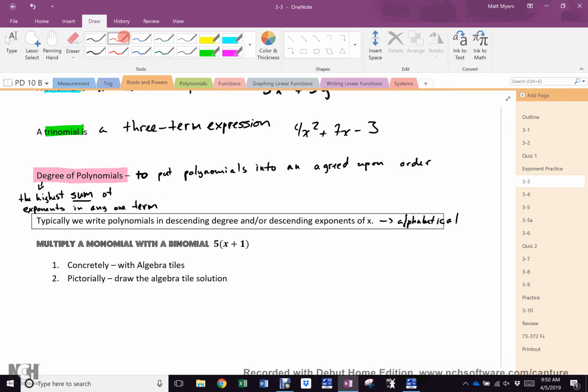Okay? So, we'll just do a couple to show you what I mean. 4x. What degree do you think that is? 1. Because the exponent, in any one term of exponents with variables. Sorry. Forgot that part. So this is a first degree polynomial because the variable x has an exponent of 1. Good? Okay.